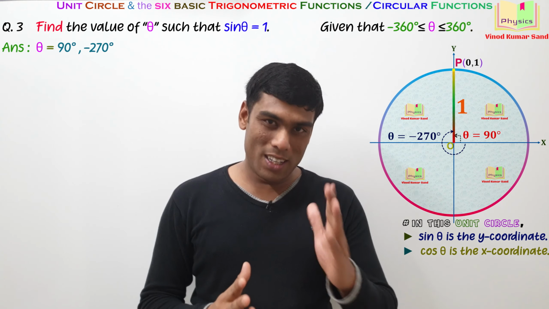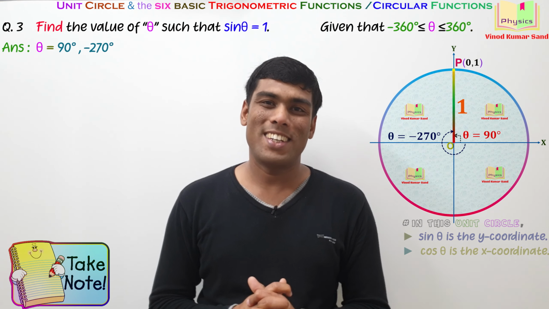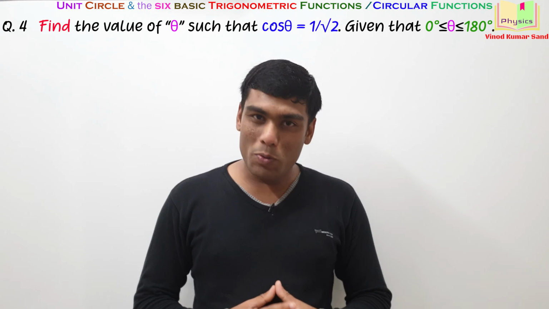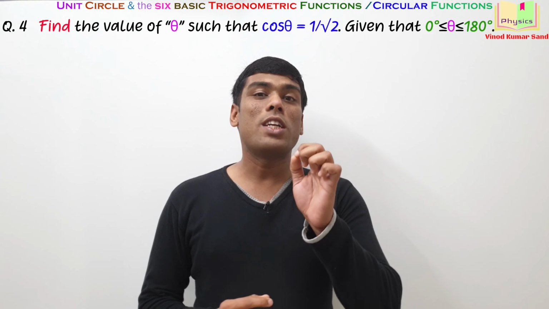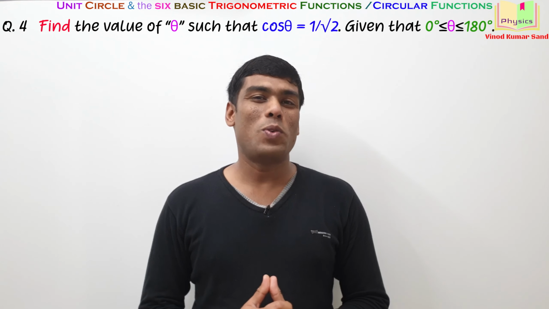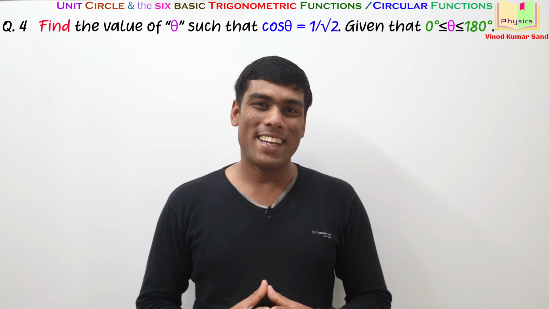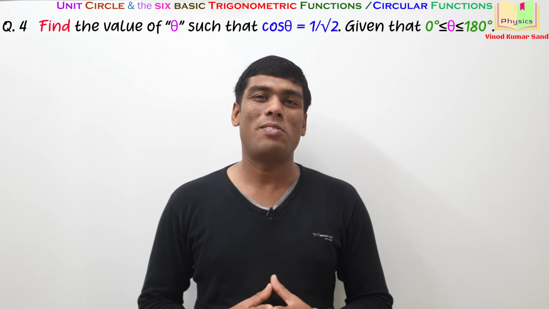You note it down. Then I'll present a similar question for the cos function. If theta lies in between 0 to 180 degree, we need to find the value of theta such that cos theta is equal to 1 by root 2. You may pause the video here and do the quick calculations yourself.